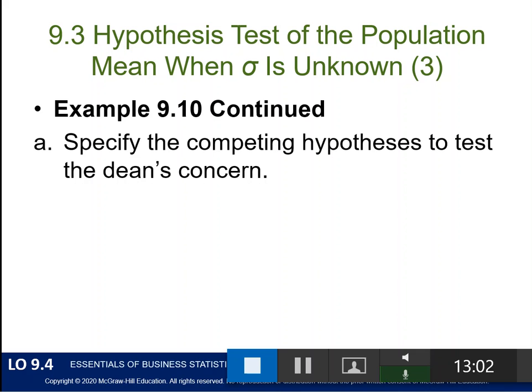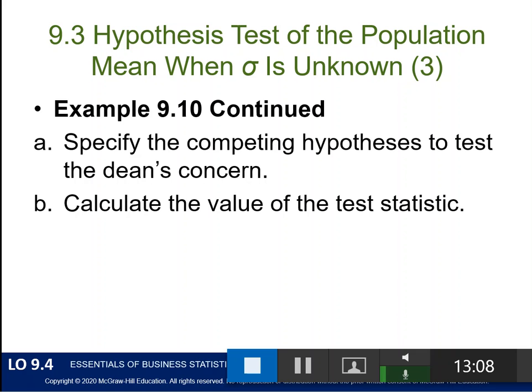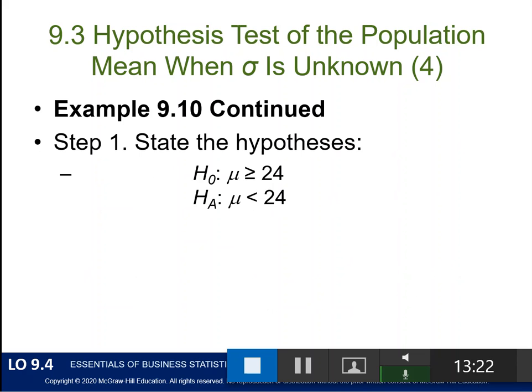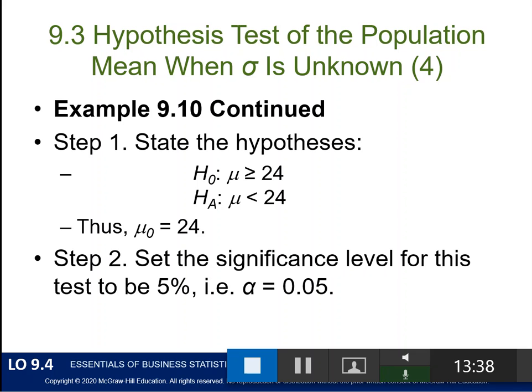So to test the hypothesis that students now are studying less than they did before, we'll compute our hypotheses, calculate the value of the t-test, find the p-value, and then using a 5% significance level, we'll come to our conclusion. So let's state our hypotheses. The null hypothesis is that students are studying the same amount or more, so at least 24 hours. And the alternative hypothesis is that students are studying less than 24 hours now. Our significance level has already been stated at 5%.